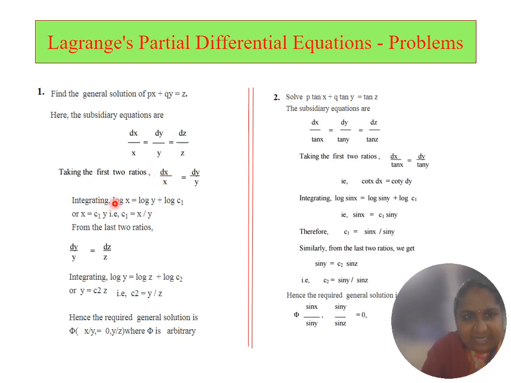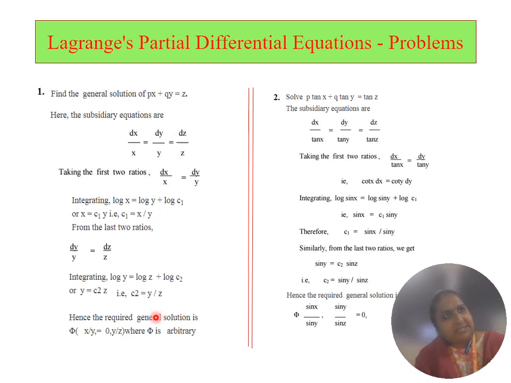Similarly, if you consider the second and third ratios, dy by y is equal to dz by z. Integrating, log y equal to log z plus log c2. Bring log z to the other side: log y minus log z equal to log c2. So log of y by z is equal to log c2. Eliminating the log, y by z equal to c2 is the second solution. Therefore, the final solution is phi of c1 comma c2 equal to 0, that means phi of x by y comma y by z is equal to 0.